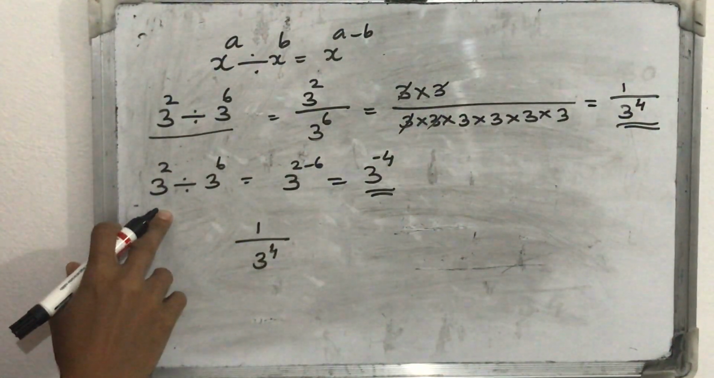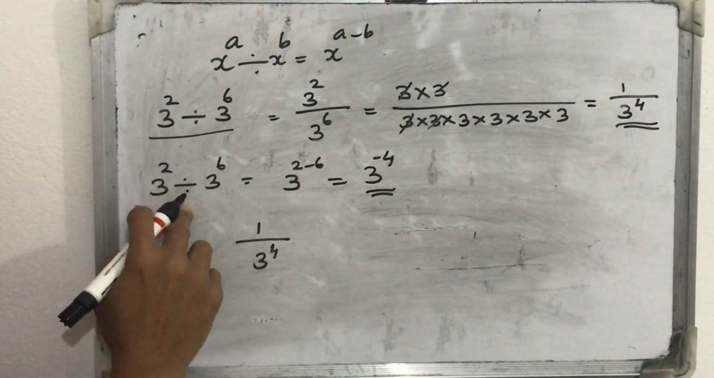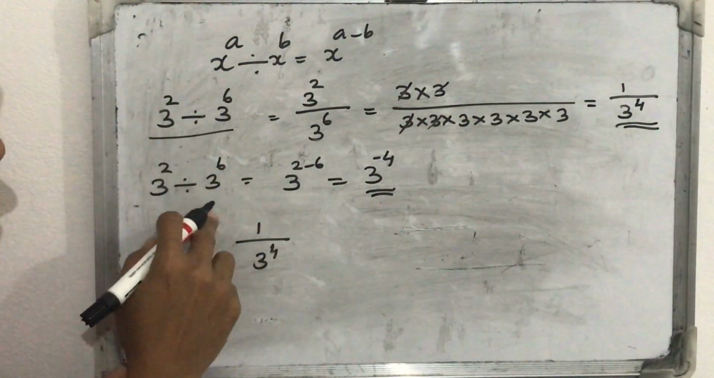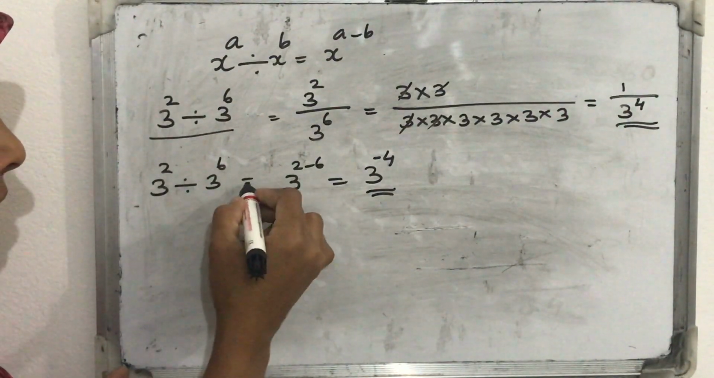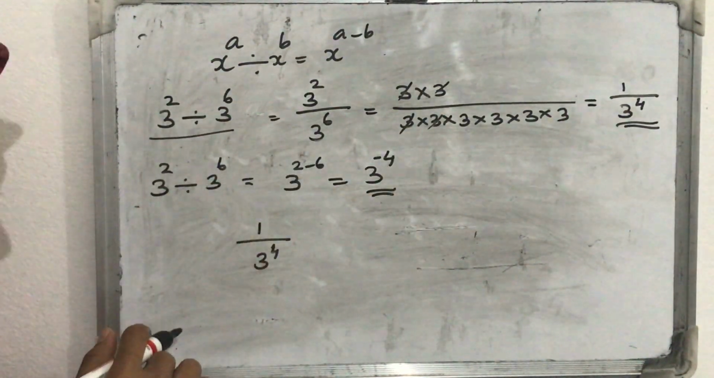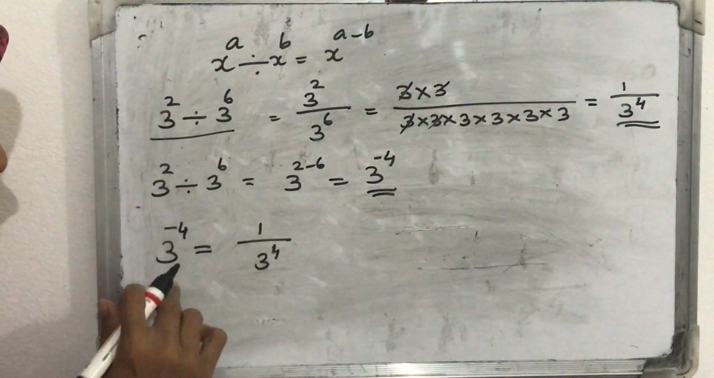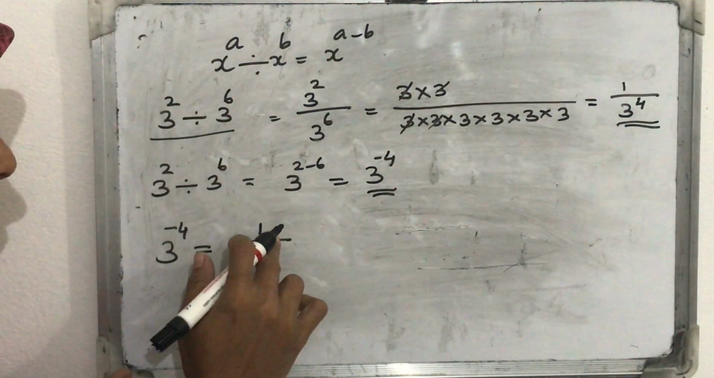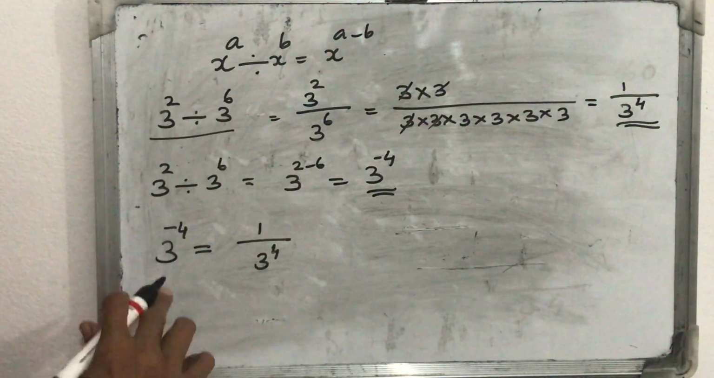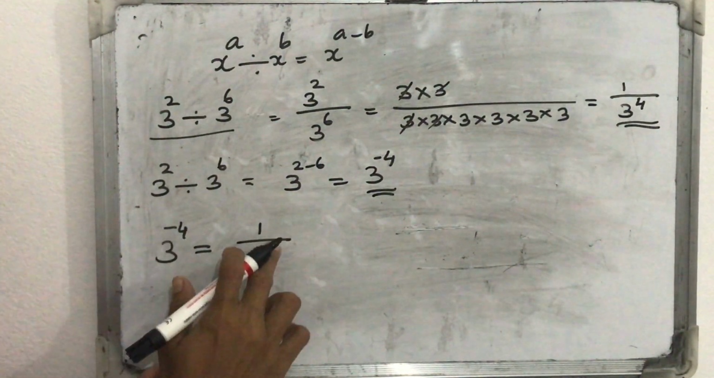And 3 square divided by 3 raised to 6, when we do it using the exponents law, what we got is 3 raised to minus 4. So those two answers we can equate. So what can we write? 3 raised to minus 4 equals 1 by 3 raised to 4. Okay, 3 raised to minus 4 is equal to 1 by 3 raised to 4.